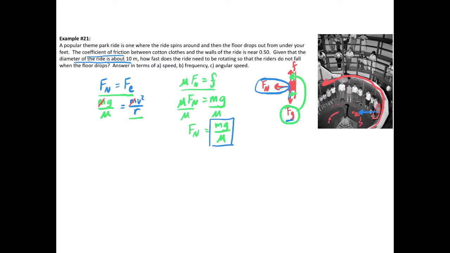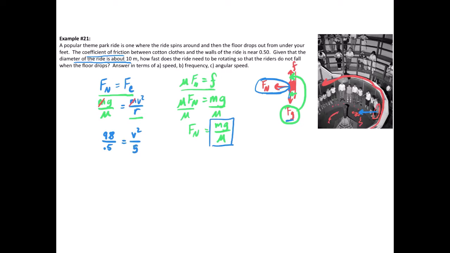Now the question is, how fast does the ride need to be rotating? So let's go ahead and put in some numbers. We've got g, which is 9.8. We've got the coefficient of friction there, which is 0.5. We've got the v, which is what we're looking for, and the radius, which it gave us. Oh, it said the diameter is about 10 meters. So we're going to go ahead and put the radius as being 5.